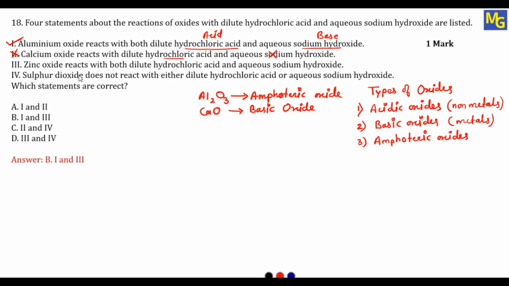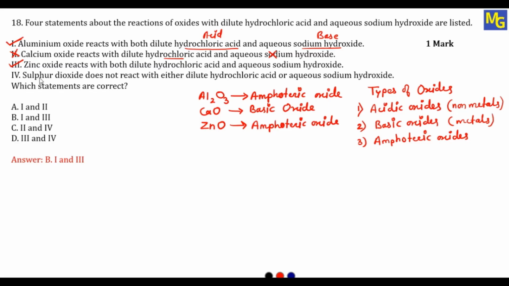Then third statement, if you see zinc oxide, the formula is ZnO, zinc oxide. This is again an amphoteric oxide. So I'll write it here. This is again an amphoteric oxide. And according to this, it should react with both. So zinc oxide reacts with both dilute hydrochloric acid as well as aqueous sodium hydroxide. So this is also a correct statement.